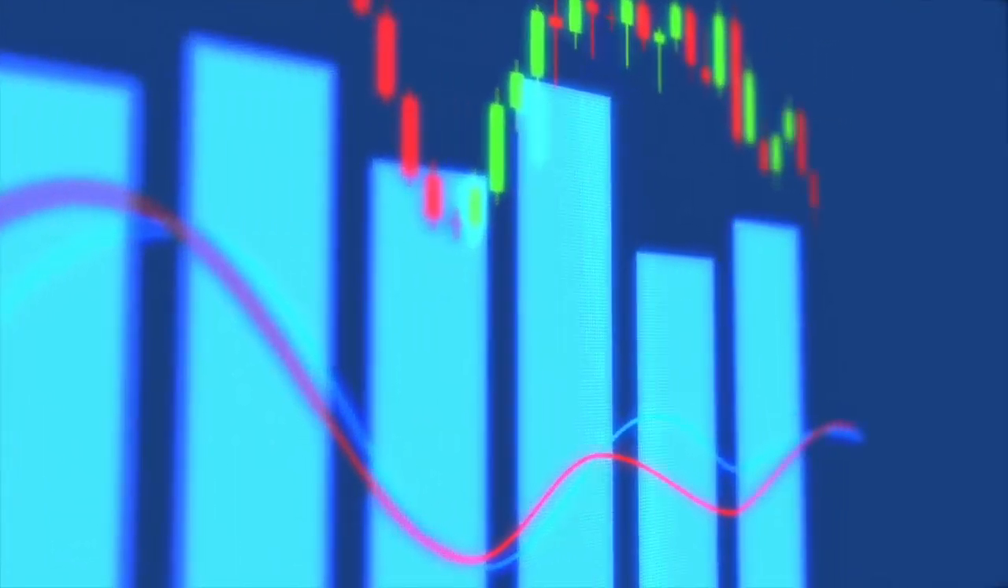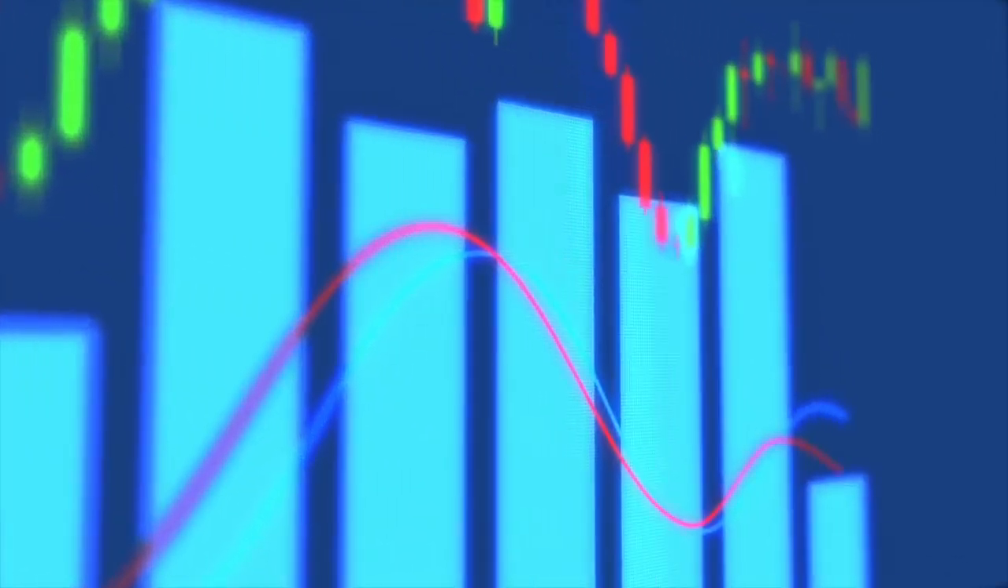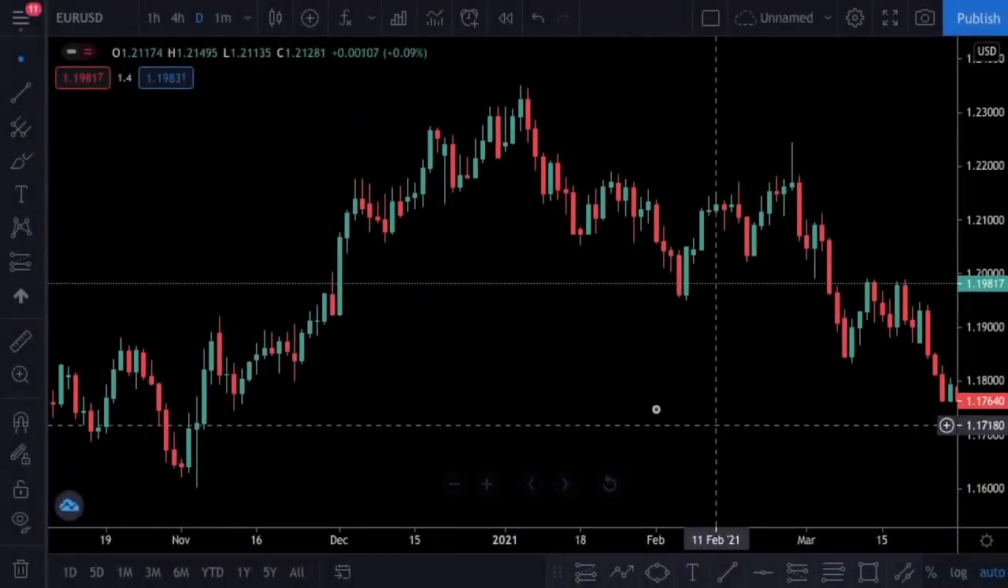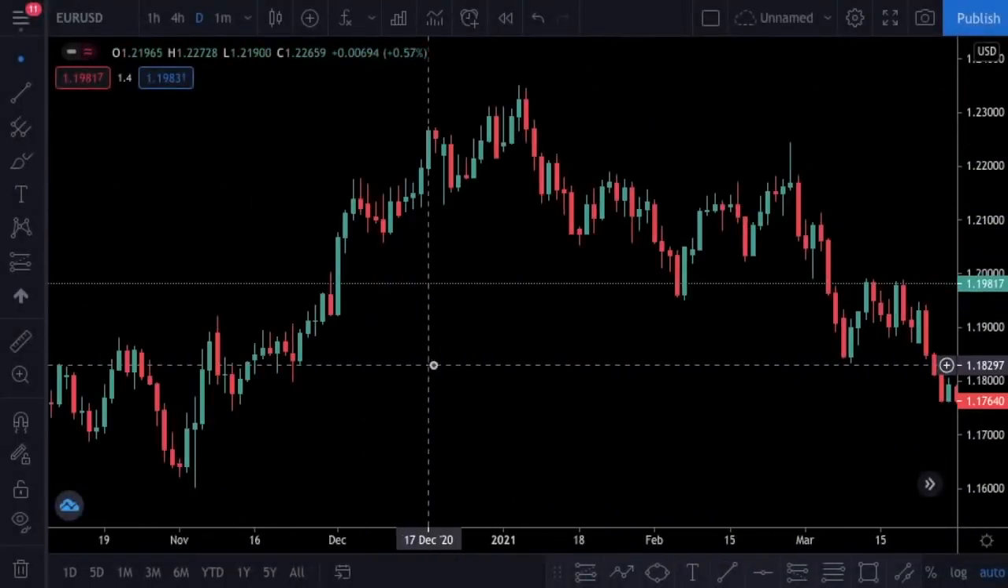This strategy is fit for scalpers, because we will use a 1-minute time frame. If you are not comfortable trading with a 1-minute time frame, then this strategy is not suitable for you. Let's start with our strategy.